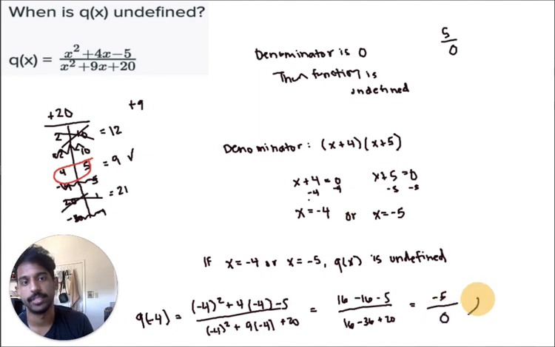And here we see, not allowed, undefined. And you can test that with negative 5 as well.